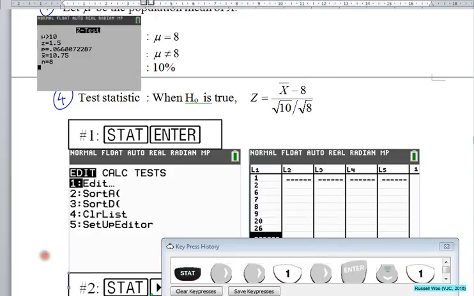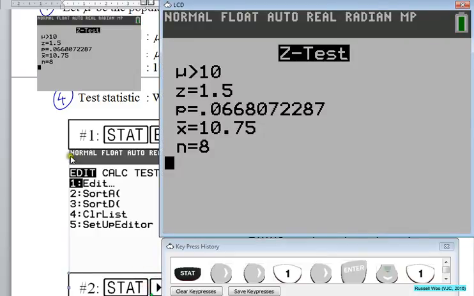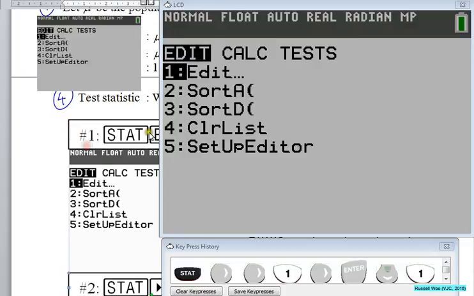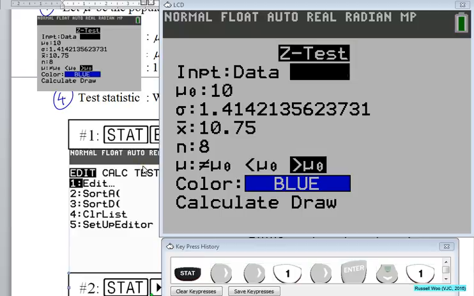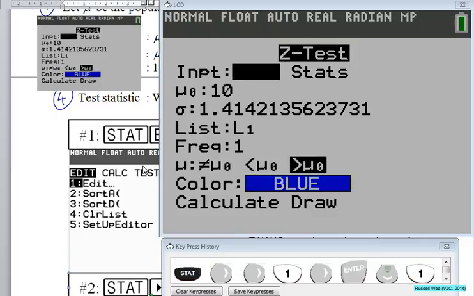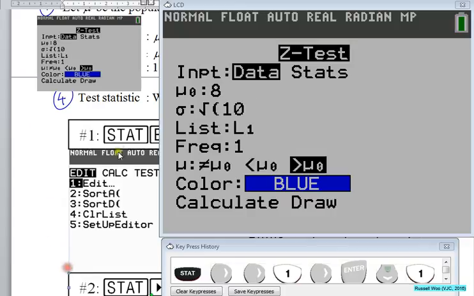So when you do this, after you enter L1, instead of using this tab stats, you do data. Okay? Then you enter the same thing, your mu naught is 8. Your standard deviation is square root 10. Don't forget your square root, all right? Because they're asking for standard deviation.